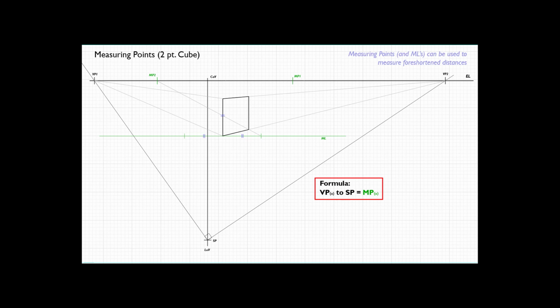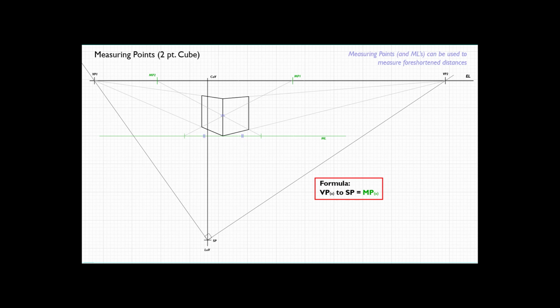And then, as an example, that's how you would do measuring point 1. You'd measure from vanishing point 1 to station point 1, swing it up to the eye level, you get measuring point 1. You draw from the measuring line to measuring point 1 until you cut it off. At that point you draw a vertical, and you have the first two sides of your cube.